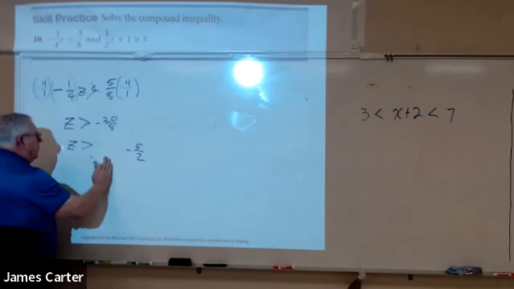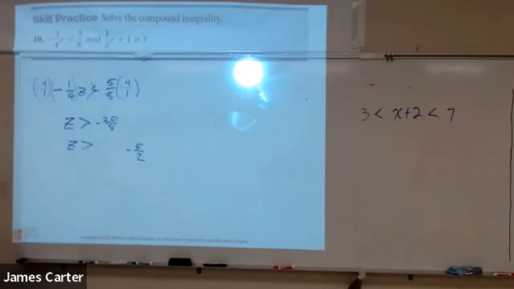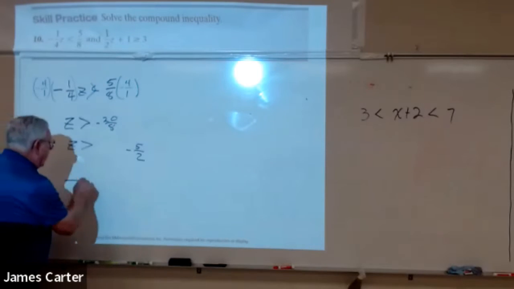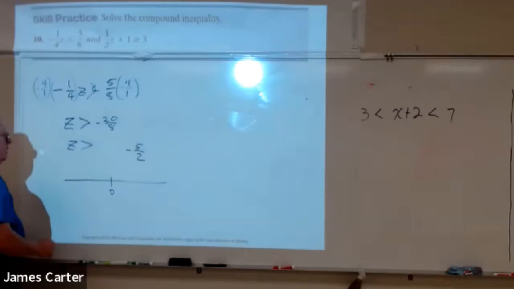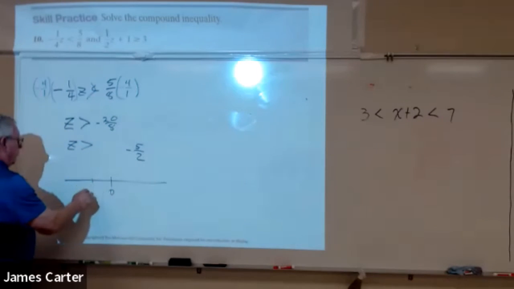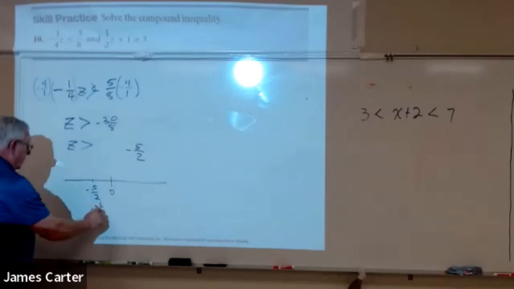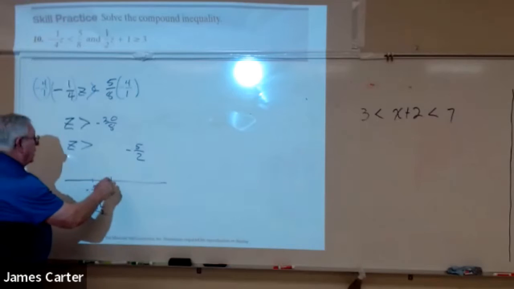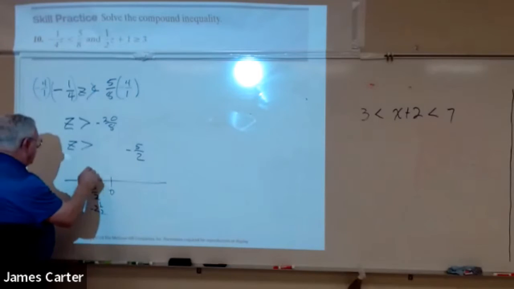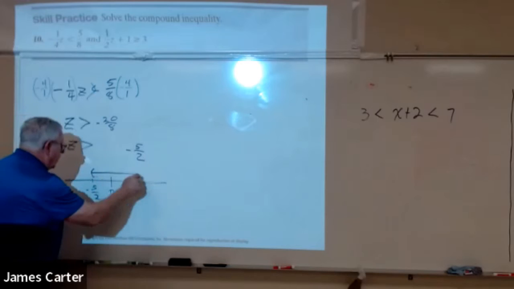Okay? Did you follow me there? Even though I erased? If you can reduce, you must. What is the graph of this one going to look like? Here's negative 2.5. Or negative 2 and 1/2. And this arrow is going to go non-inclusive that way.